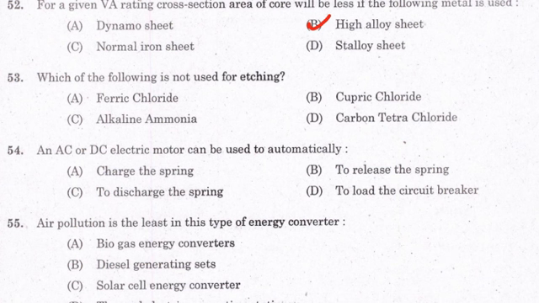Which one of the following is not used for etching? Ferric chloride, cupric chloride, alkaline ammonia, carbon tetrachloride. And the right answer is option D, carbon tetrachloride.